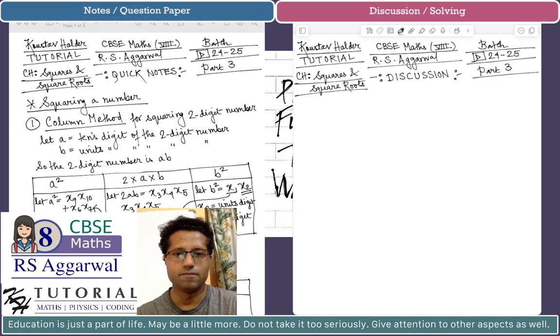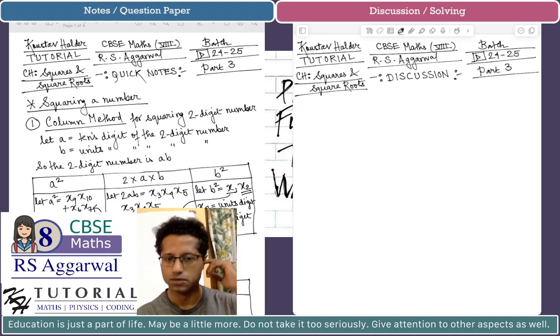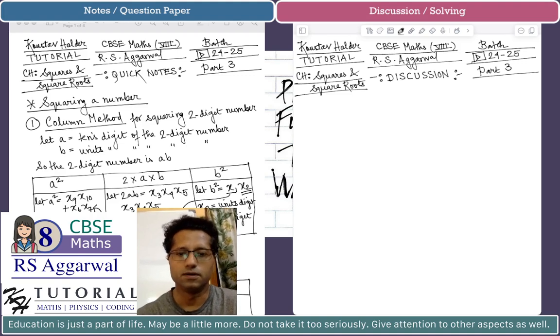Okay, so I have my quick notes prepared on the left hand side, and on the right hand side I will do the discussion and the solving of any example problems. Now I will provide a link to the PDF of my quick notes in the description below, so you can have my notes from that link. So you need not take any screenshot from my notes, but while I am discussing and solving the problems, you please do take any notes wherever you think it is necessary.